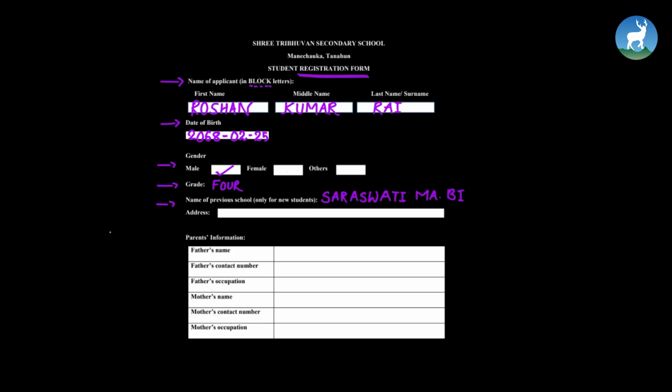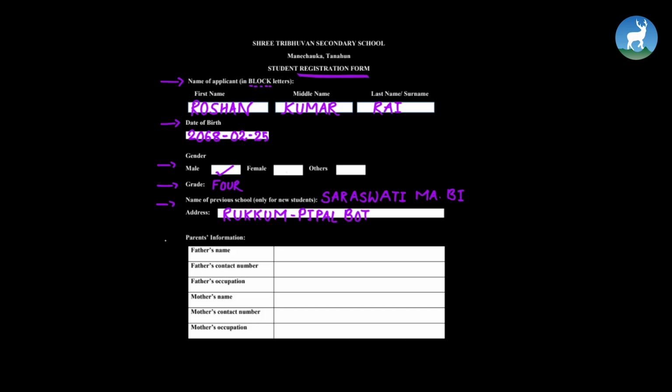So, address. Here you will have to fill in your permanent address or temporary address. It's not mentioned as specific, so write down the address that Roshan lives in. Since we are doing it for Roshan, we'll write Roshan's address. Let's assume Roshan is from Rukum. Let's say there's a tole called People Boat. So let's write Rukum People Boat. So this is the address of Roshan.